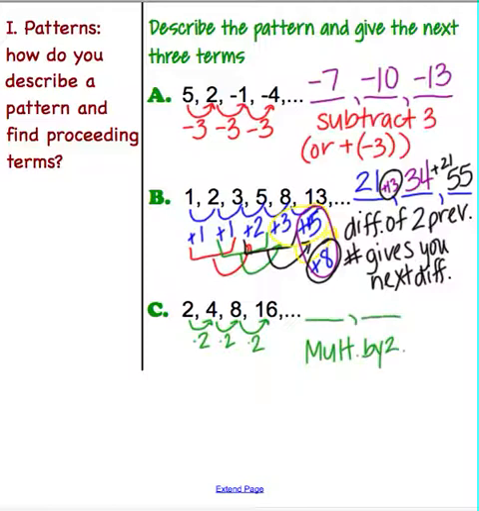So now I need to come up with my next three terms. So 16 times 2 gives me 32. 32 times 2 gives me 64. And 64 times 2 gives me 128.